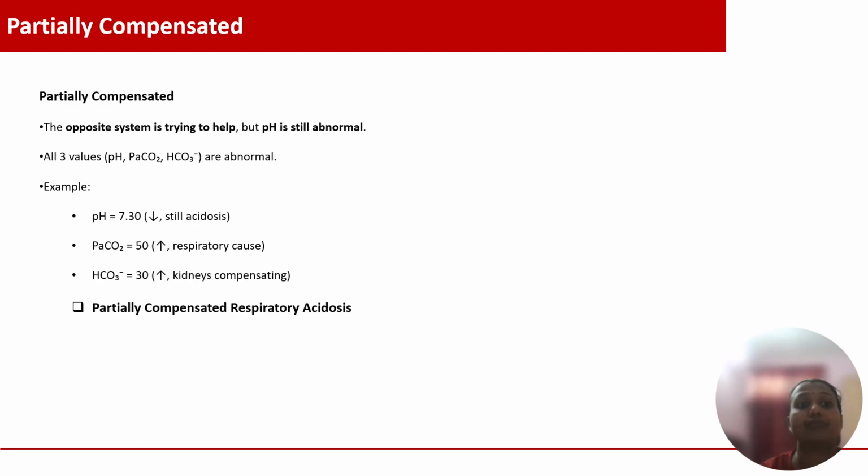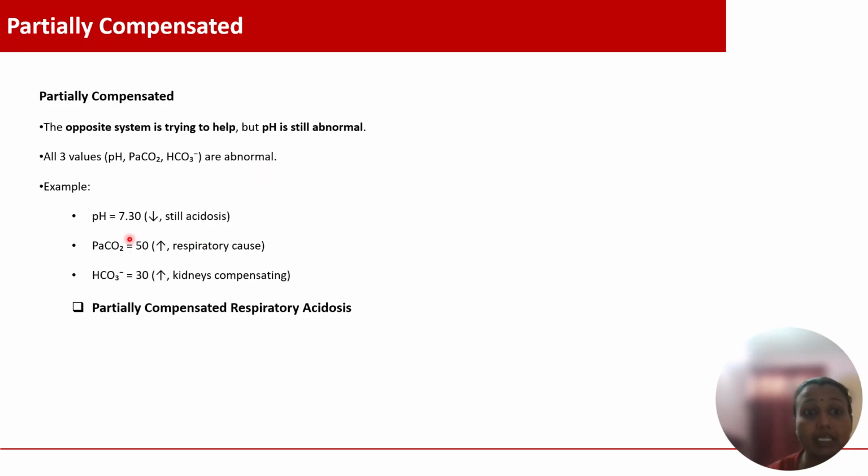And partially compensated, that is partially compensated. The opposite system is trying to help, but pH is still abnormal. All three values, pH, partial pressure of carbon dioxide, and HCO3, are abnormal.